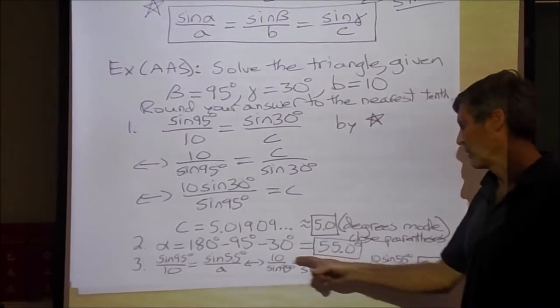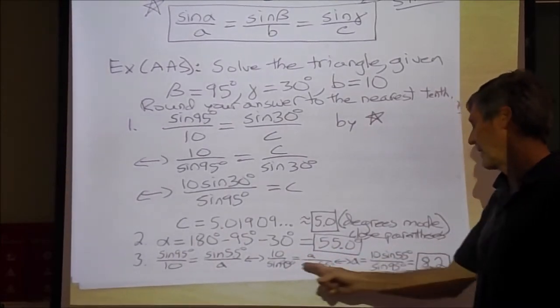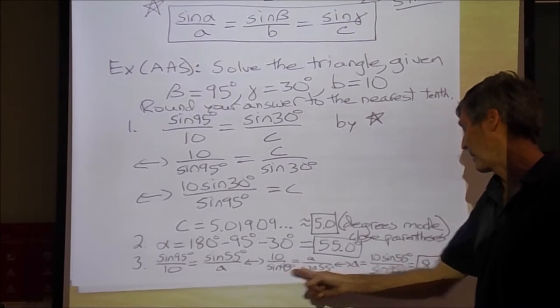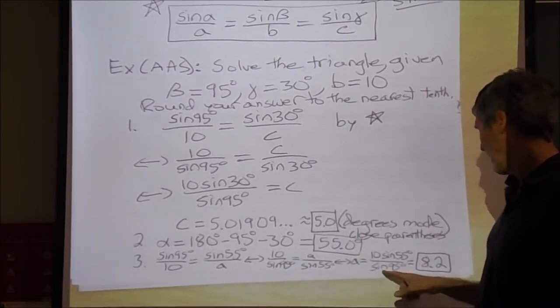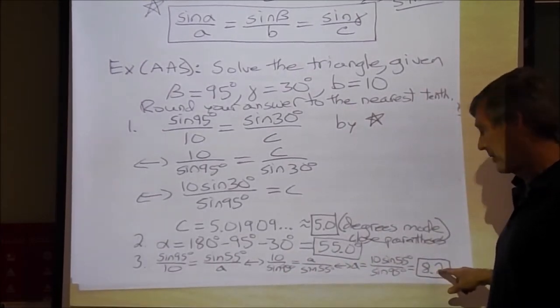Now once I have this, I multiply both sides by sine 55 degrees, and I have A as 10 sine 55 over sine 95. I'll switch sides here. And on the calculator, I get 8.2 to the nearest tenth.